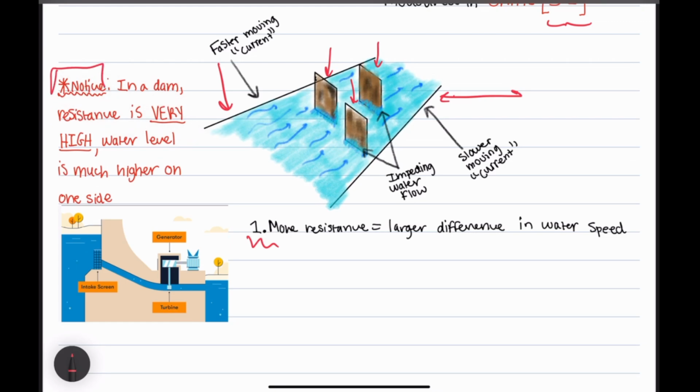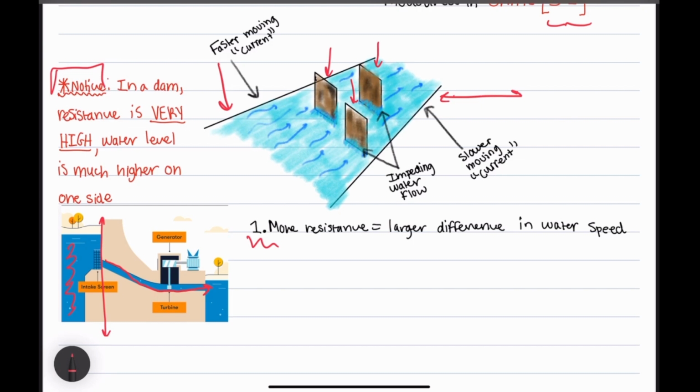Like we have in a dam, when our resistance level is really high, right? We have this huge wall right here. The water level is much higher on one side, right? Because we have all this water right here, and it can only get through this one little path. So obviously the water on the end before the dam is going to be a lot higher and a lot more pressurized than at the end after the dam or after the resistor.